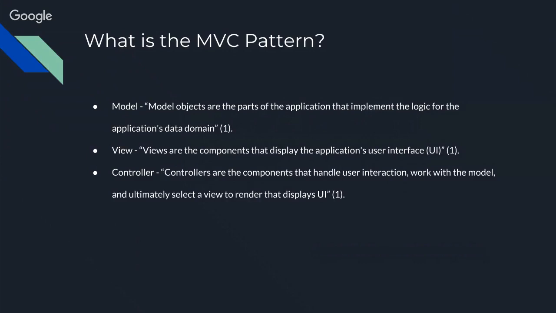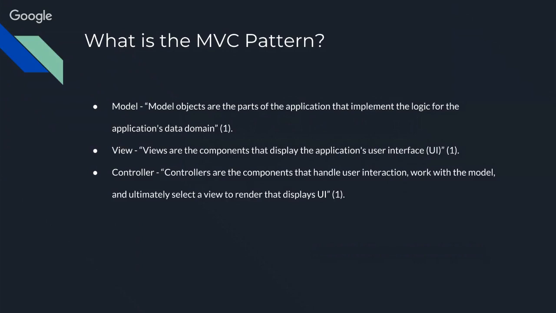So models. Model objects are the part of the application that implement the logic for the application's data domain. Often, model objects retrieve and store model state in a database. For example, a product object might retrieve information from a database, operate on it, and then write updated information back to a products table in an SQL Server database. So this is common with some of the PHP stuff that we do.